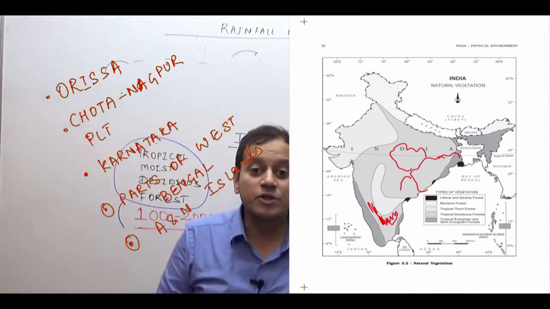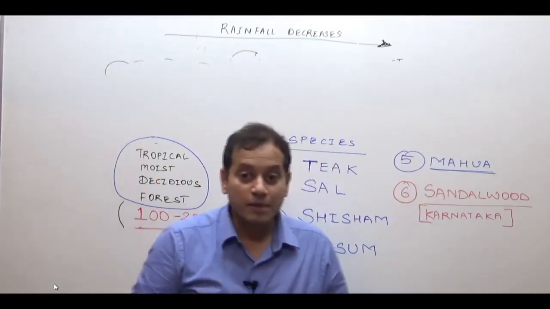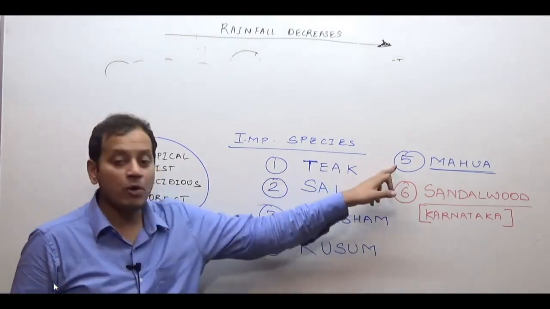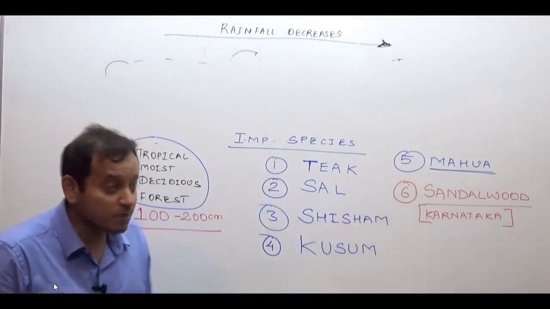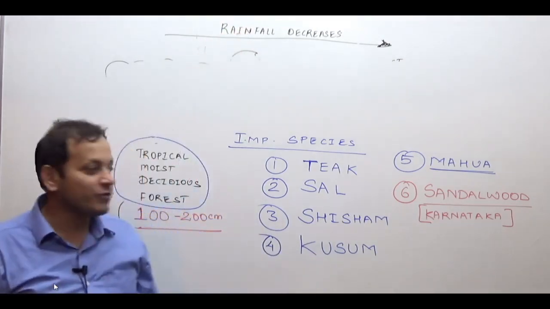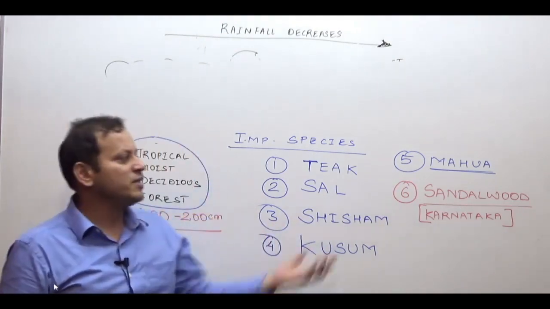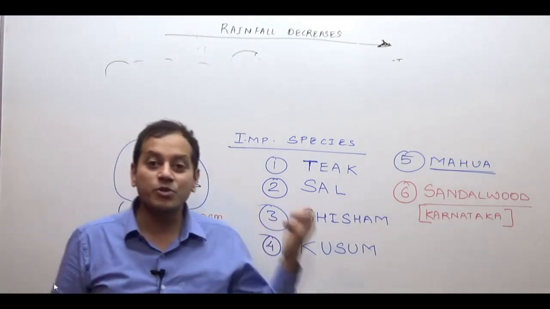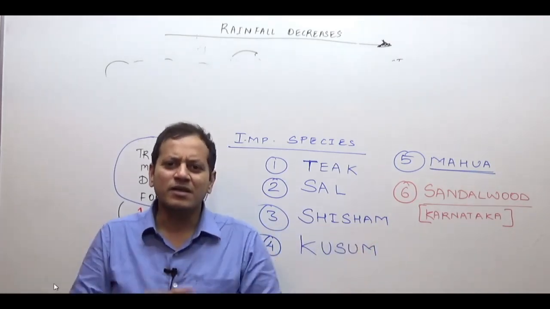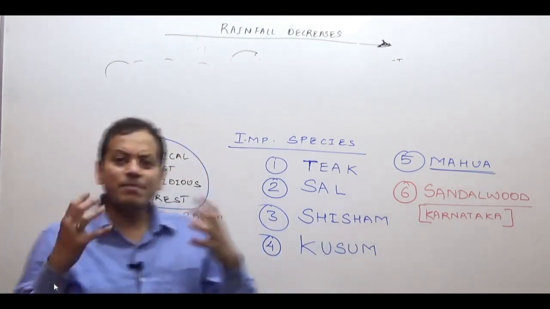What are the important species here? The important species here are teakwood, sal, shisham, kusum, mahua, and sandalwood. Sandalwood, in which part? In the northern part of India or in the southern part of India? Where was Veerappan? In the state of Karnataka. To some extent in the state of Kerala, but the sandalwood is mostly in the state of Karnataka. Endemic to Karnataka. Now it has spread to many parts.